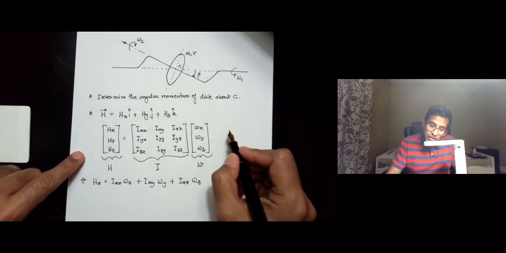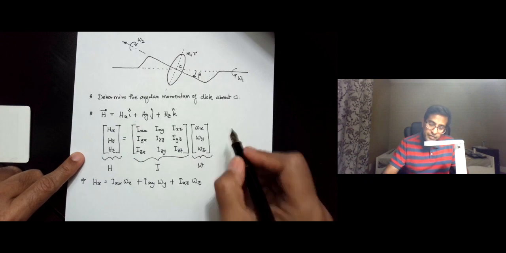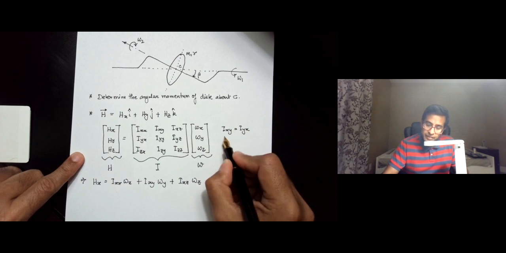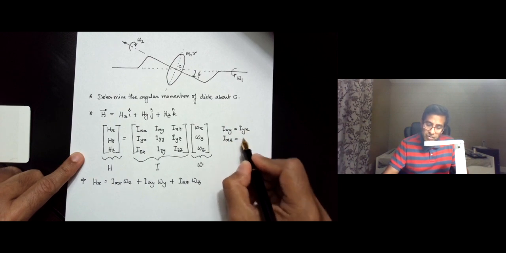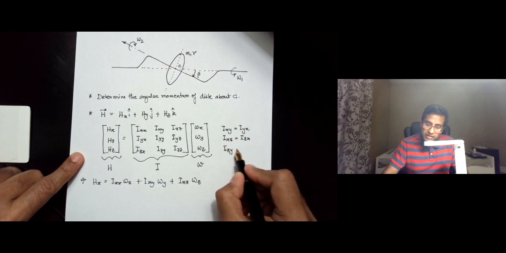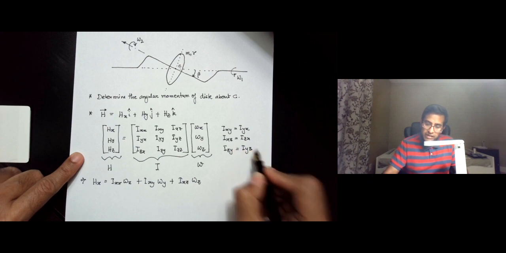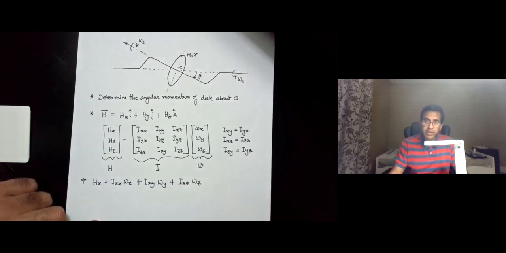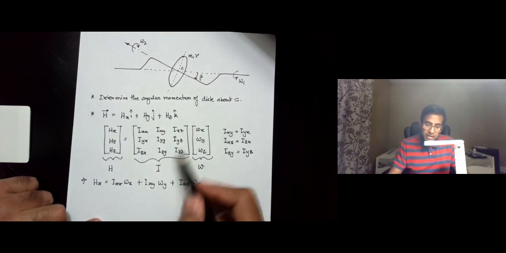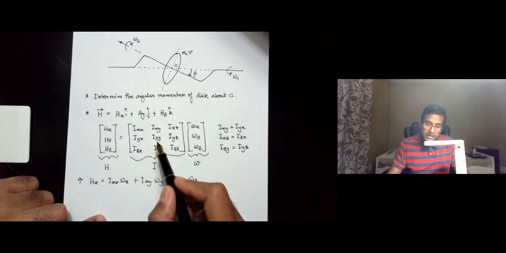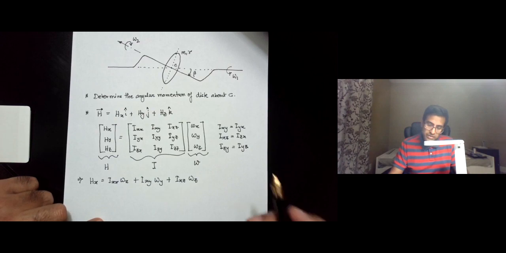And by the way, we should keep in mind that Ixy is equal to Iyx, Ixz is equal to Izx, and Izy is equal to Iyz. Okay, these are just some of the properties of the moment of inertia matrix of any rigid body. Essentially, the moment of inertia matrix is symmetric, and we also know that Ixx, Iyy, and Izz are positive numbers.